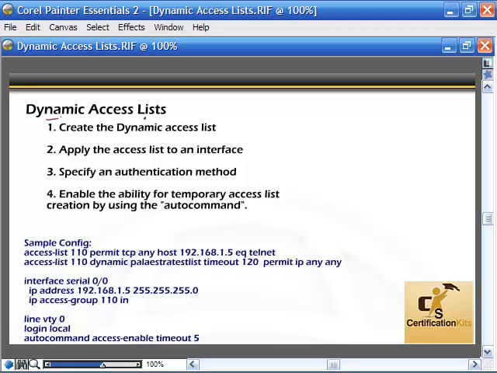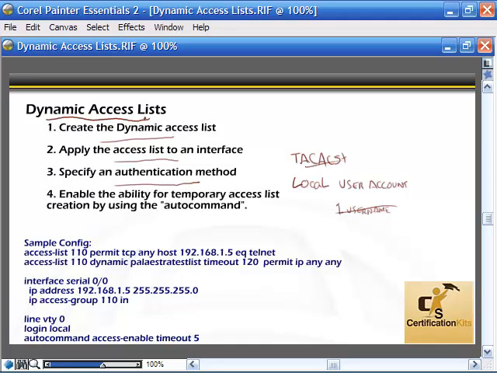So the steps to create a dynamic access list, just a few of them. You create the dynamic access list. You're going to apply the access list to an interface. Specify an authentication method. You have 3 different types of authentication methods. You can use an external server like TACACS. You can use local authentication, where you actually create a user account for the user, and then the simple local authentication where you just set one username and password that everybody uses.